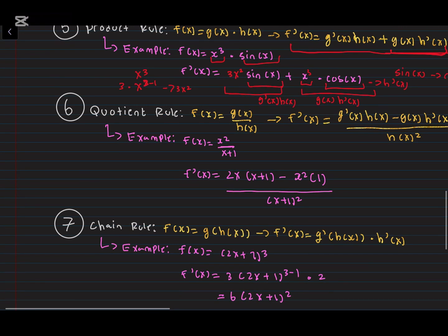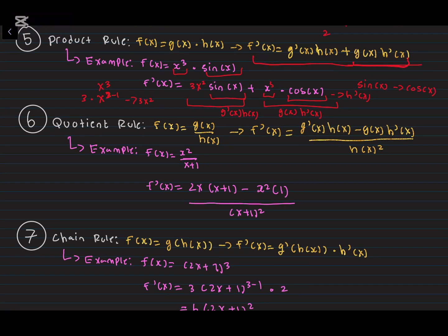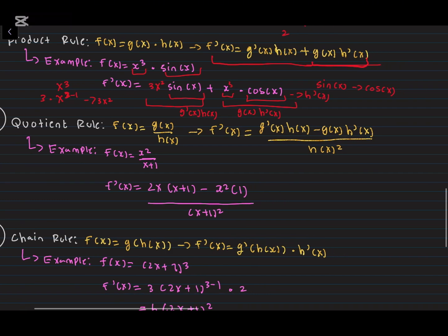Now let's move on to the quotient rule. The quotient rule is similar to the product rule, except now we're dealing with whenever f of x is in the form of g of x over h of x. Then we're going to have the derivative in this form here: the derivative of g of x times h of x minus g of x times the derivative of h of x, over h of x squared.